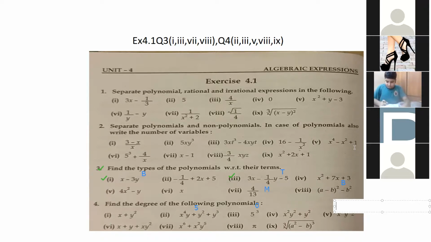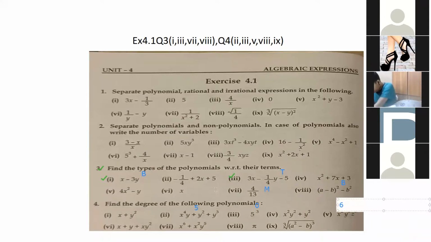Bit number 5. Bete, x square, y square and z square. So what will be the degree? Add all the powers. Sorry, 6. Very good. So the degree here is 6. Correct answer given by Ahmad Hassan. Very good. So here the degree is 6. Now number 8.